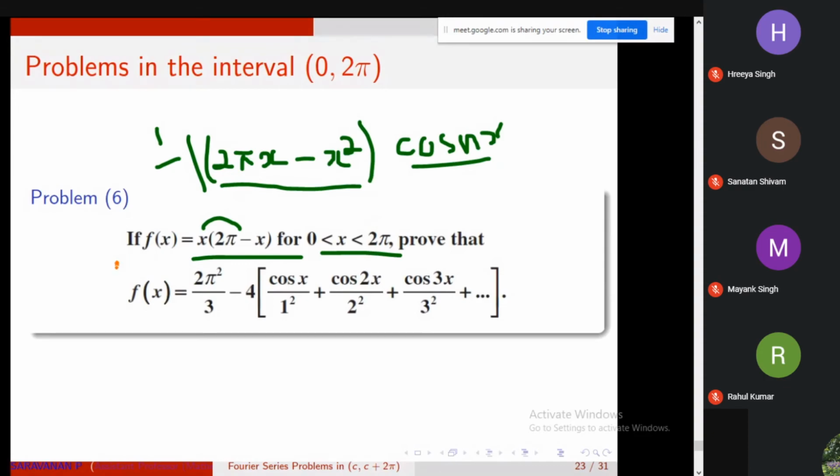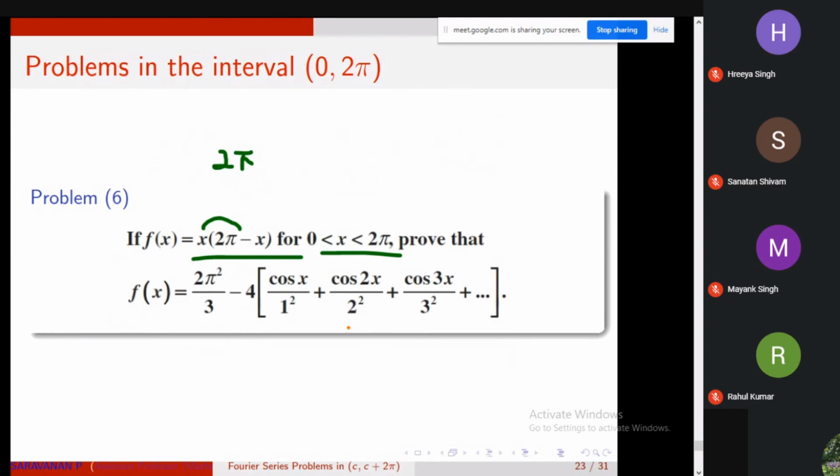Actually, the answer is given in the problem itself. So 4 pi square by 3, that is your a0, so a0 by 2 will become 2 pi square by 3. And your an will be minus 4 by n square. So if I expand, you'll get minus 4 by 1 square, minus 4 by 2 square, etc. So you have to prove this series.